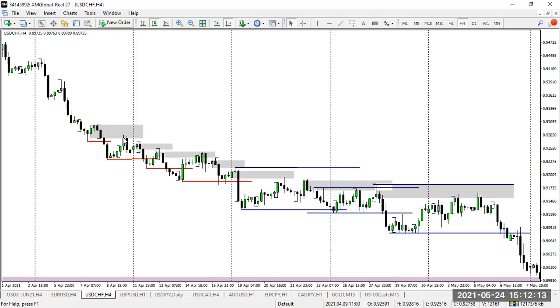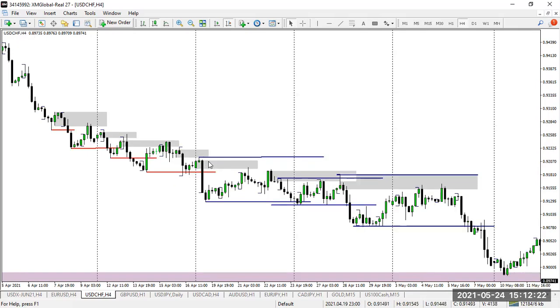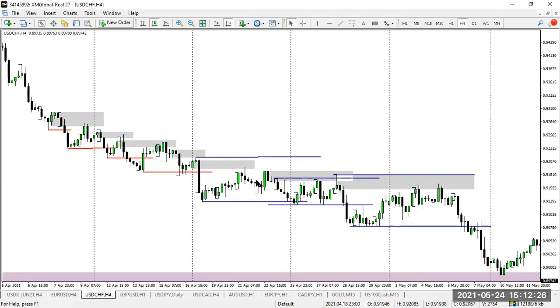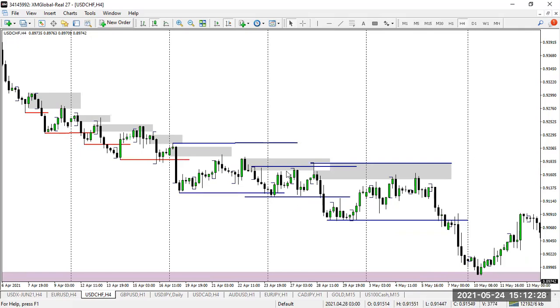Lower low, lower high, return to order block. Lower low, lower high, return to order block. BMS, lower low, lower high, return to order block. Lower low, lower highs, return to order block. Lower low, complex pullback, lower highs, return to order block.